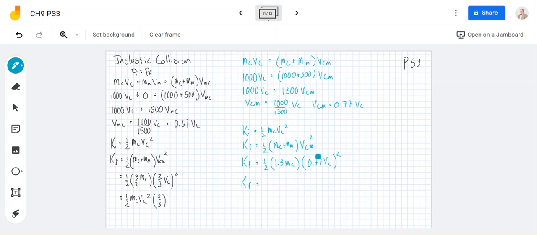And because 1.3 and 0.77 are reciprocals, one of them cancels and we're left with 0.77 times 1/2. So here what we're noticing is that you end up with 77% of your energy. Here you ended up with 67% of your energy. So the point of the story is, as the mass of the animal you're hitting increases, the loss of kinetic energy decreases.